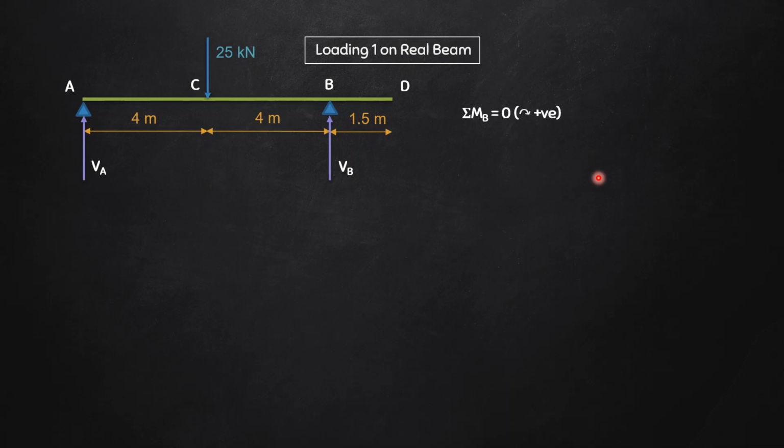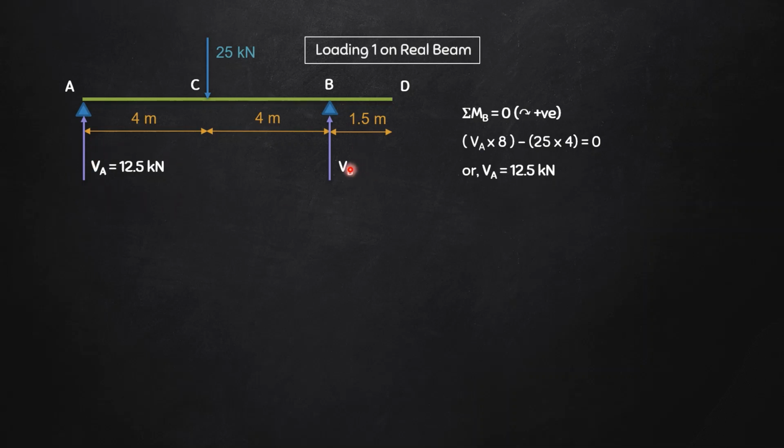So let's start. First of all, I'll use summation of moment about B equals 0, and I will take clockwise as positive. Okay, so here I'll have VA multiplied by 8, that means 4 into 4 plus 4 into 4, and minus 25 into 4 equals 0, right? So if I solve this, I'll get VA equals 12.5 kilonewton, and since this is positive, our chosen direction is correct, so therefore I will directly write here VA equals 12.5 kilonewton.